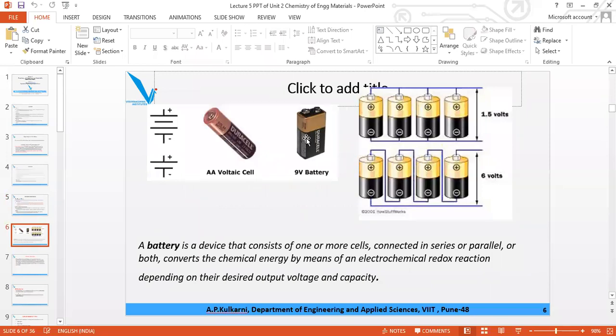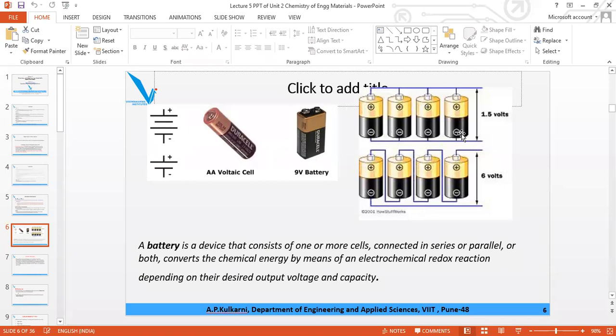If more than one cell is there in a battery pack, then it is called a battery. And if a single cell is there with one anode, cathode, and the electrolytic solution, it is a cell. Now here a single cell is there, so it is a cell. It is a battery where two cells are there here. They are arranged in series.